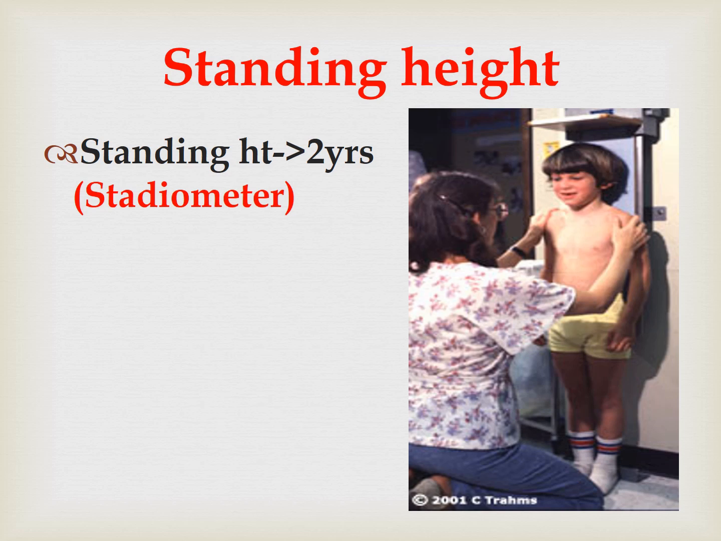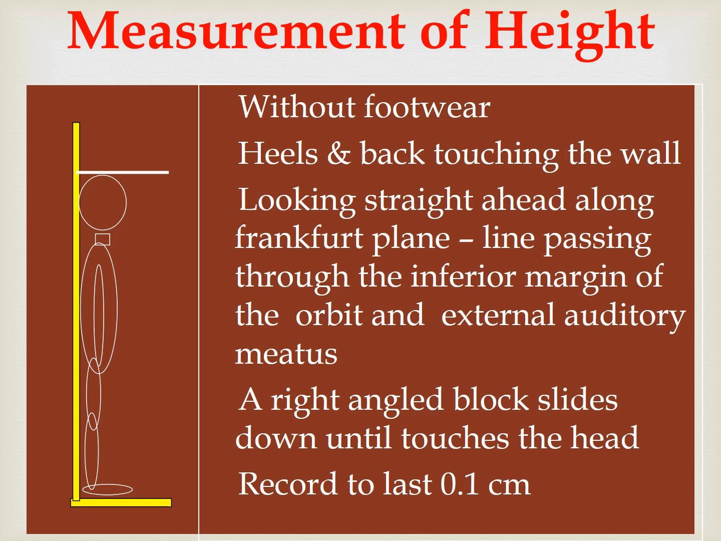Then standing height after 2 years of age. Once the child is standing stable, we take a standing height, and the instrument we use to take height is known as stadiometer. In the stadiometer, the foot end is fixed and the head end is mobile, just the opposite of the infantometer. If you don't have a stadiometer, then you can just put a measuring tape against the wall and take the height in this way.